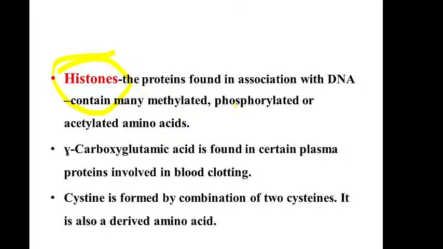These are also proteins which are associated with the DNA. Getting my point? These proteins associated with the DNA contain many methylated, phosphorylated and acetylated amino acids. We have gamma-carboxyglutamic acid, found in certain plasma proteins involved in blood clotting. Cystine is formed by the combination of two cysteines. It is also a derived amino acid.